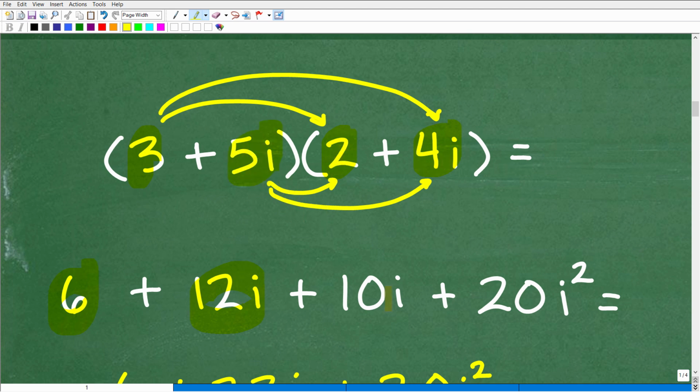Now I'm going to do our inner and last. So 5i times 2 gives me 10i. And then our last is going to be 5i times 4i, which is going to be 20i squared, because you got i times i is i squared.